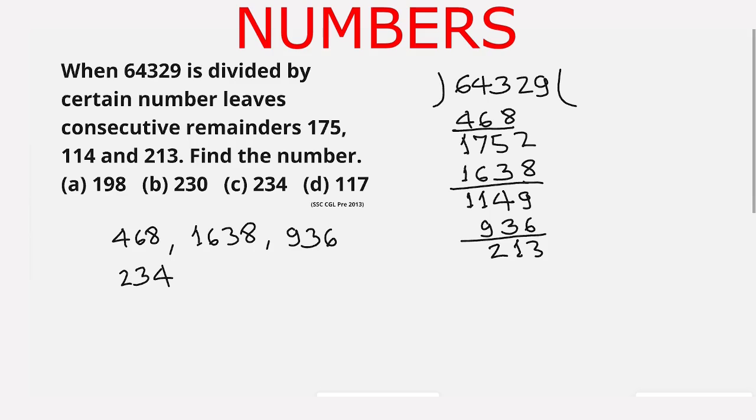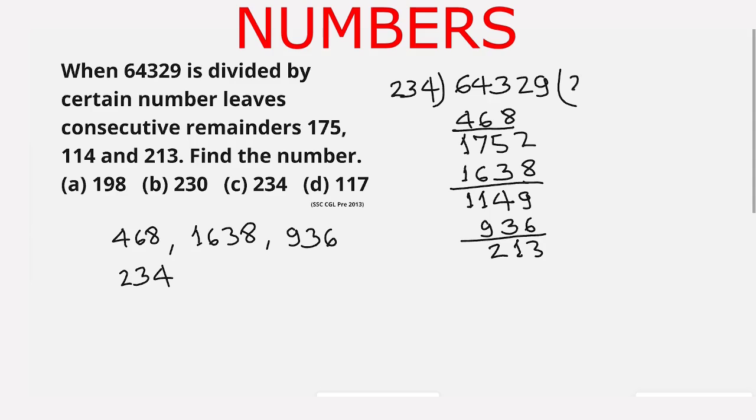117 is also one of the factors from the given options, but that cannot be our answer as 117 is smaller than 213. So the number 234 must be our answer. Now we divide the given number by 234.